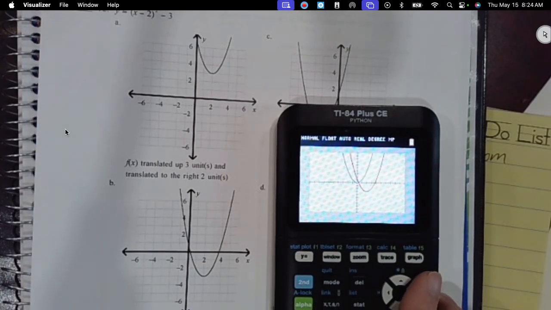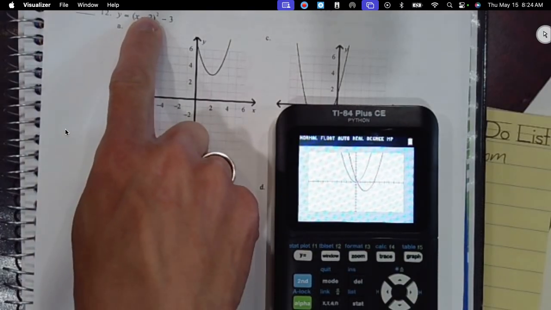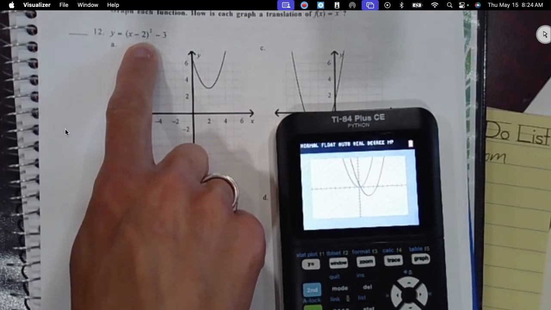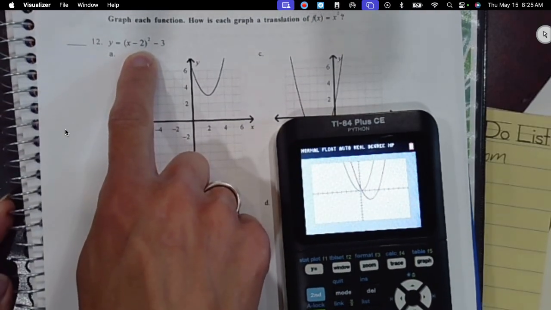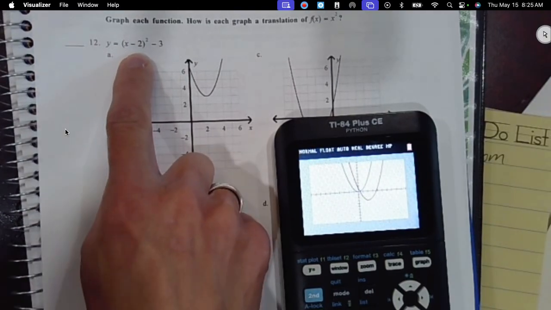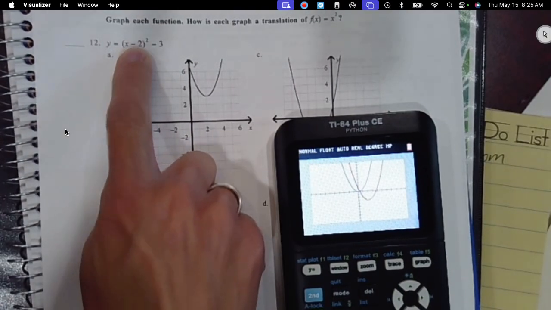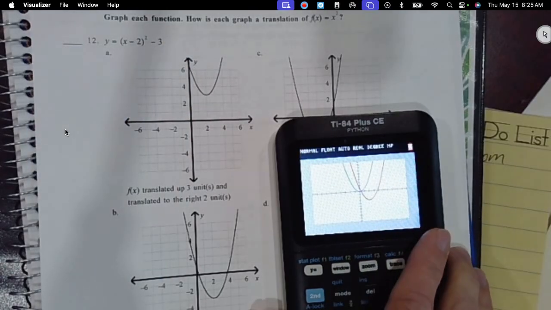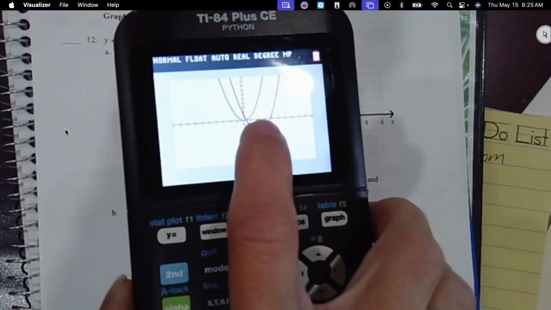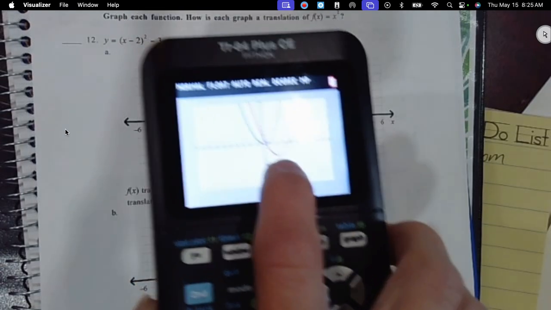Does the -2 next to x make it go left or right? This right here makes it go right, which is weird. Wouldn't you think it would go left? It's because it's supposed to be a minus sign, but it's always like that. When it's with the x, it's opposite of what you would naturally think. That is right 2, that is down 3. Okay? And again, you can graph it and see where we moved. We moved to the right 2 and down 3.